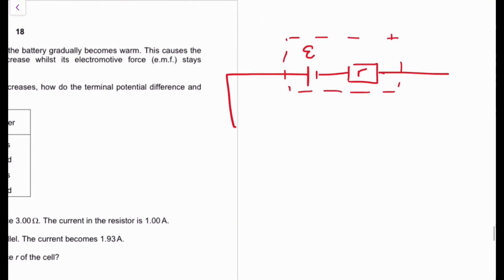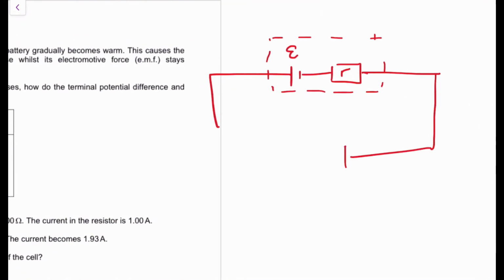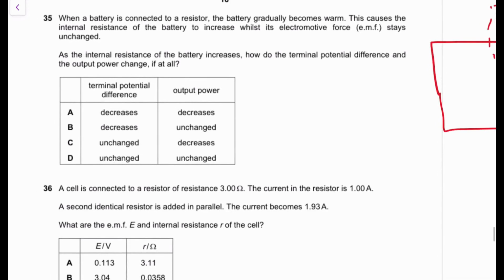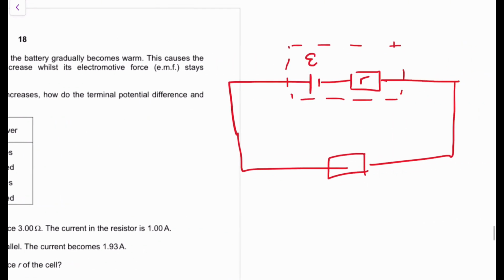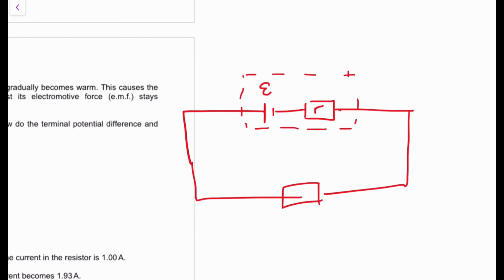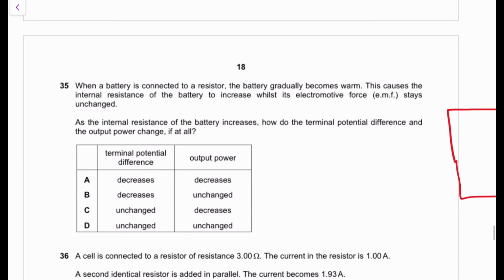So what's going to happen, guys? We're going to have an external source. Let's just say we have something external, something like this. So basically, the EMF is going to remain unchanged, but the internal resistance is going to increase. As you can see from here, R increases, so the value of R is going to increase. How do the terminal potential difference and the output power change, if any at all? So we want to study how the output power is going to change and if it's going to change at all.